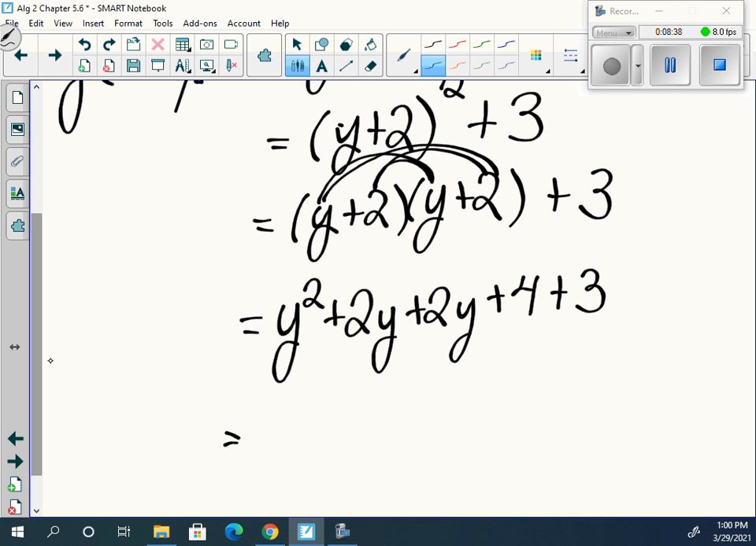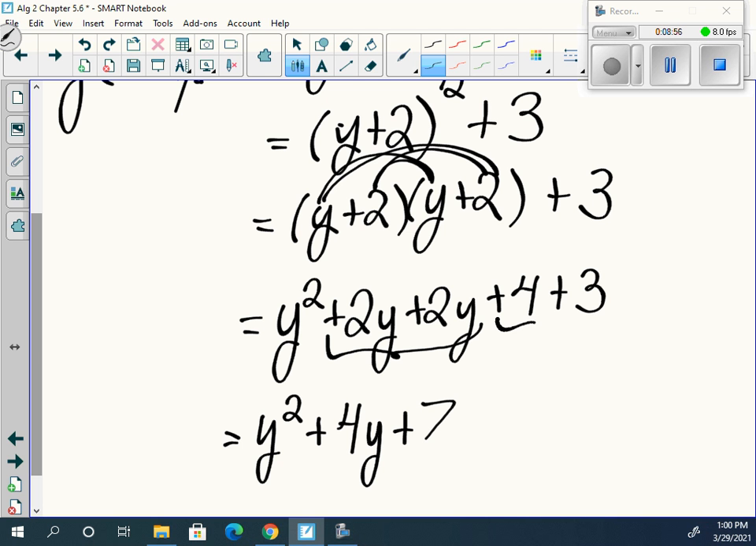And then last but not least, we'll need to combine like terms. Well, y squared is by itself. There's no other like terms with it. But our 2y and 2y would add together to be plus 4y, and then we would have plus 7. So our g of f of y would be y squared plus 4y plus 7.